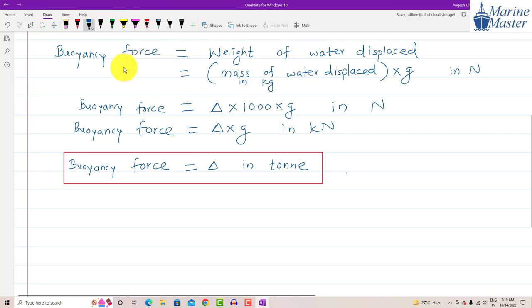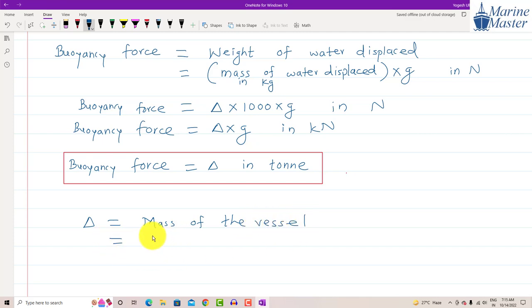For our reference, I am writing down this discussion about delta. The first meaning of delta is the mass of the vessel. The second meaning of delta is the mass of vessel in ton, that is, the mass of water displaced.